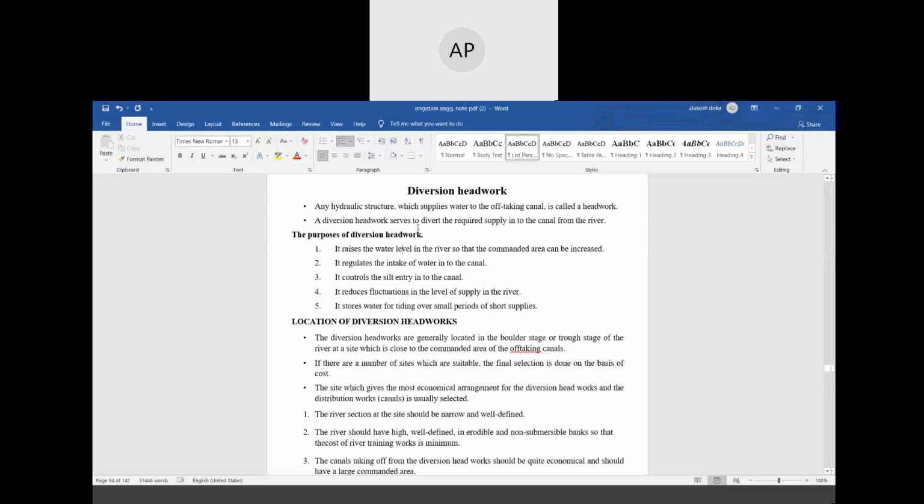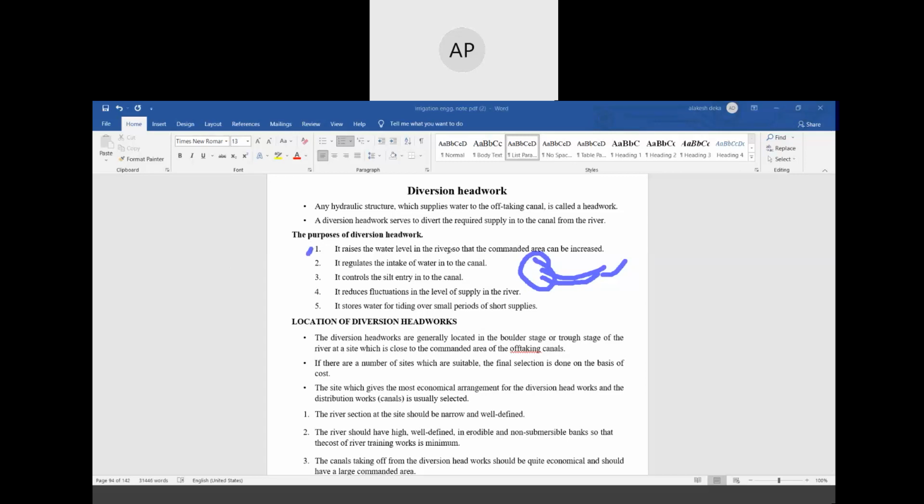A diversion headwork serves to divert the required supply to the canal from the river. So, these are the channels that generally supply water and carry water from the structure to the river. Okay. The purpose of diversion headwork.